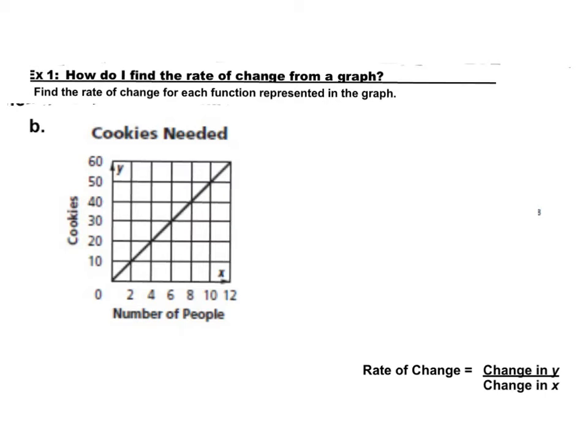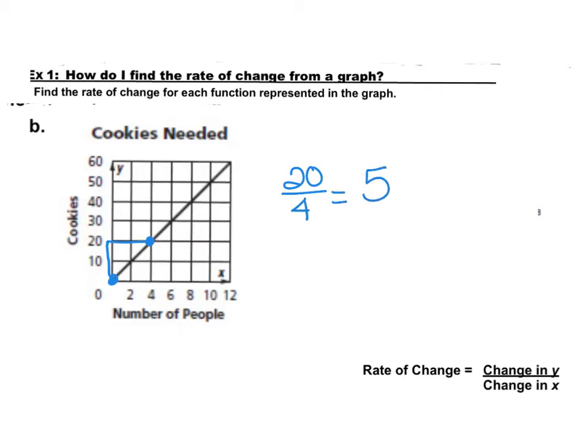We have cookies needed. So in our x, we've got the number of people, and in our y, we have the number of cookies. So again, it's the change in the y all over the change in the x. So I'm going to pick 2 points. I'll pick this point and this point. And it doesn't matter which 2 points. You do want to make sure that they are kind of on a whole number there. So let's count. We're going up by 10. So I went up 10, went up 20. So the change in the y is 20. And then I'm going over 2, 4. So 4. So now I'm going to divide.